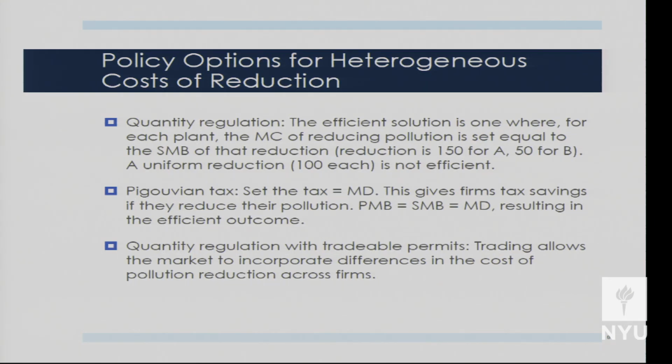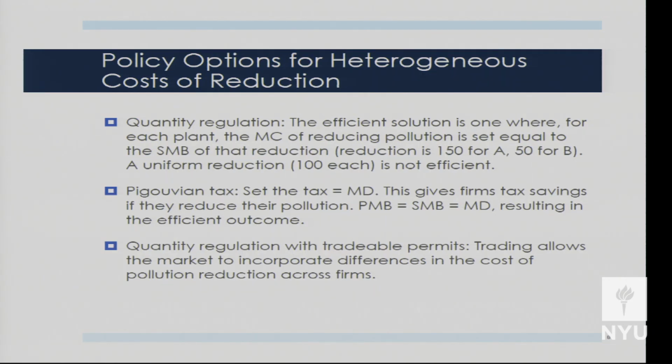In the case of a Pigouvian tax, that's where we set a tax equal to the negative externality that the firms are causing. The firms get tax savings, right, from not polluting. So they're going to reduce production such that they achieve the efficient equilibrium, because what the tax does is simply force the firms to internalize their externality. And finally, the last thing we talked about is tradable permits. Trading, right, the ability to trade those permits among the firms allows the market to incorporate the differences in pollution abatement costs across firms. Those are our three policy instruments.